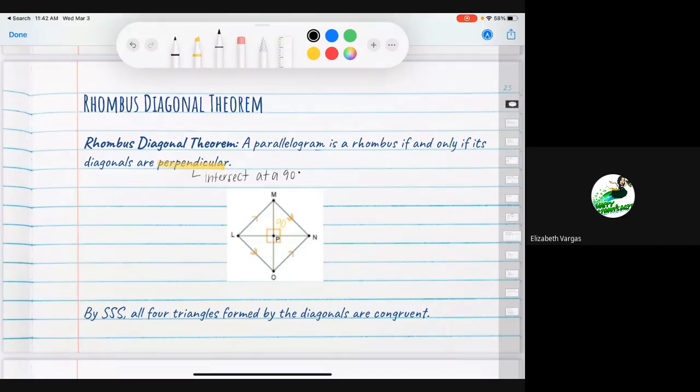So for example, if I knew that this side was 8, and this side was 9, and this side was 9 as well, then this would also be 8, this would also be 9, this would also be 8, and that would also be 9. So all those different sides would be congruent because those four triangles are congruent. But we'll look more into that later. Basically, to differentiate a parallelogram as a rhombus, those two diagonals need to meet perpendicularly.